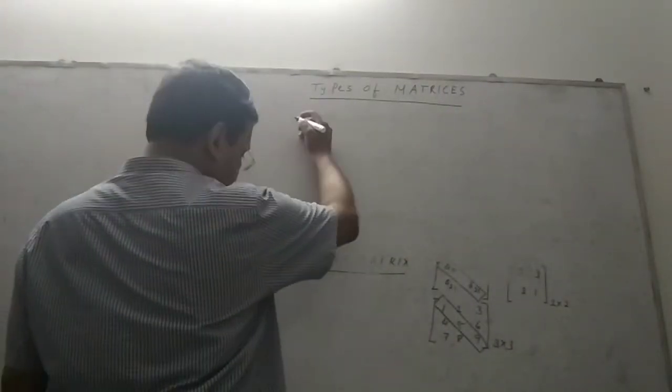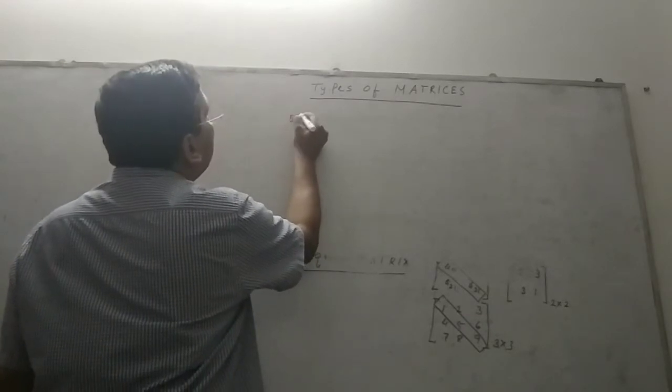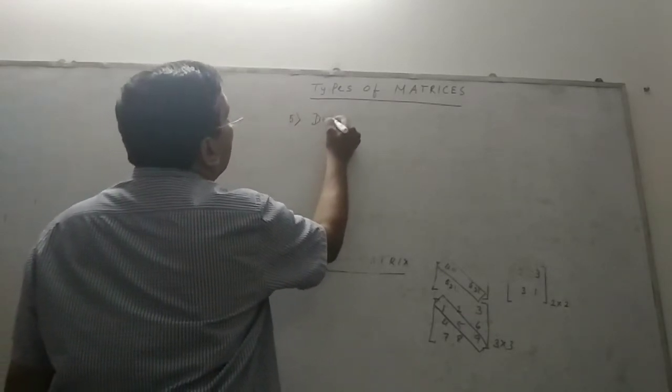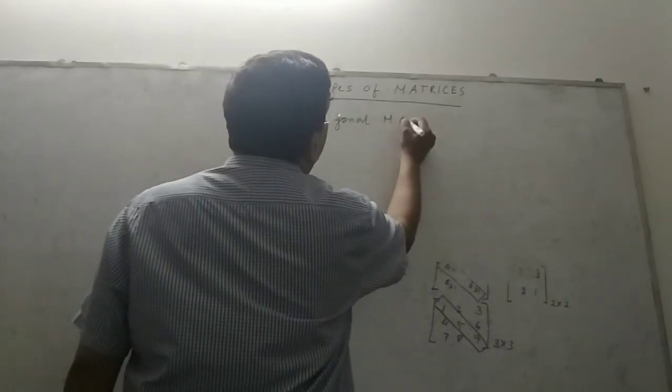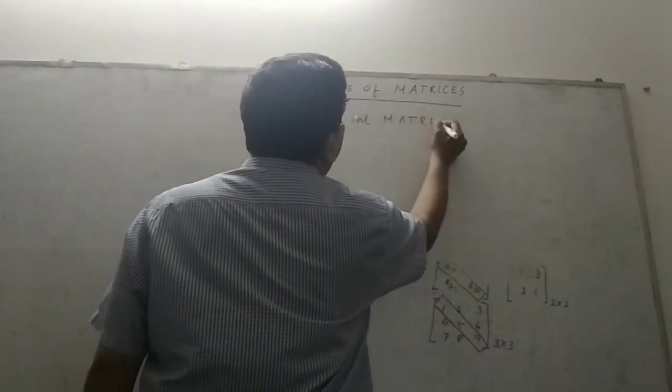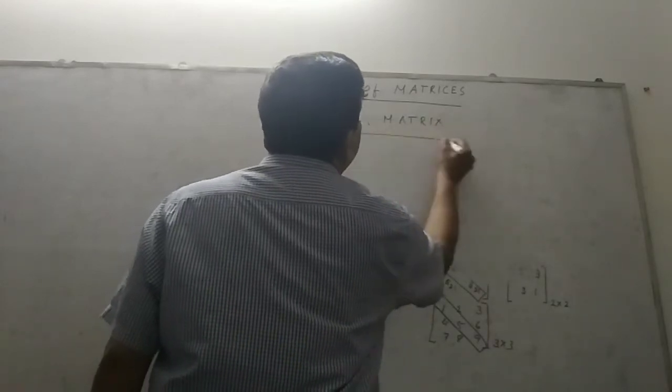So diagonal matrix. What's the number? 5. Diagonal matrix. What is a diagonal matrix?